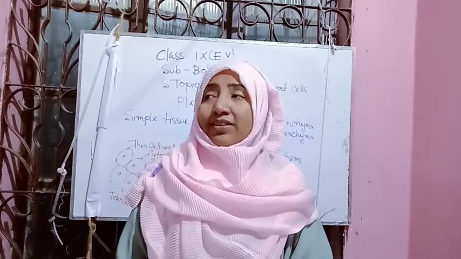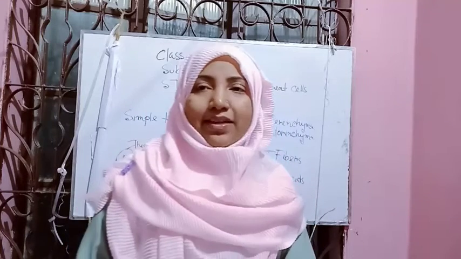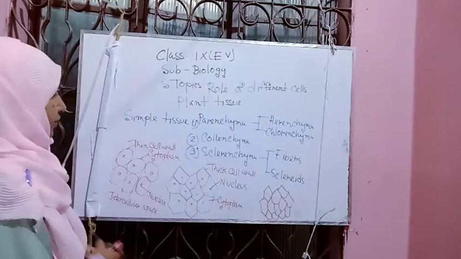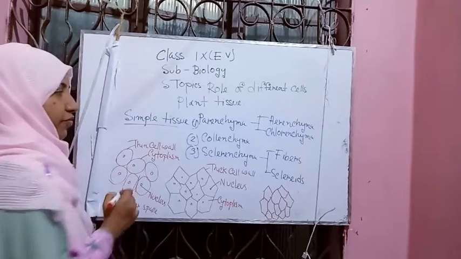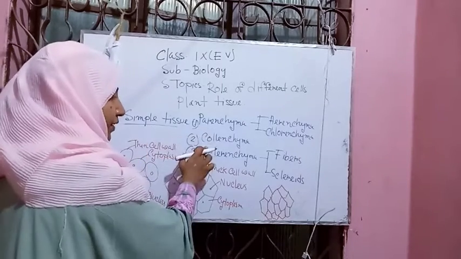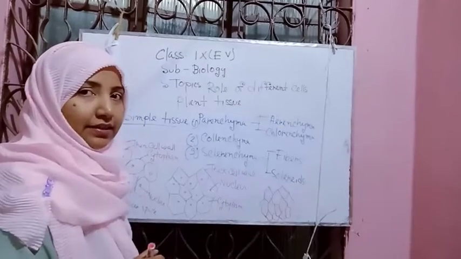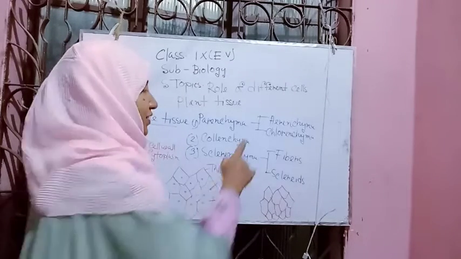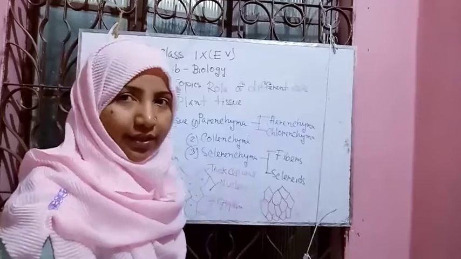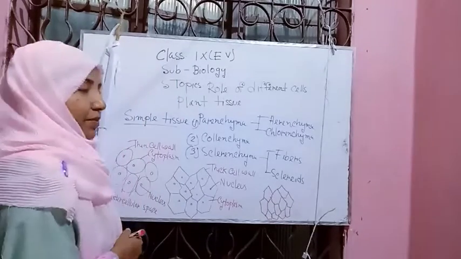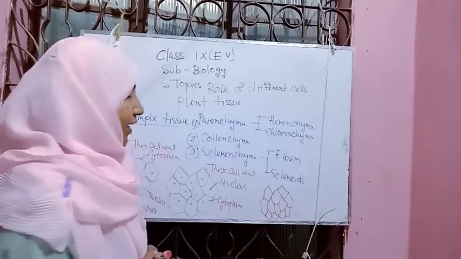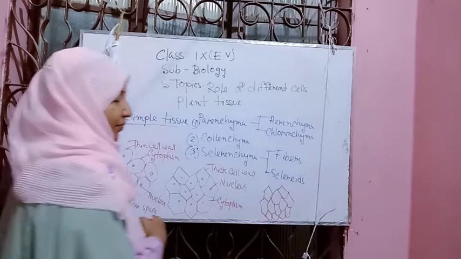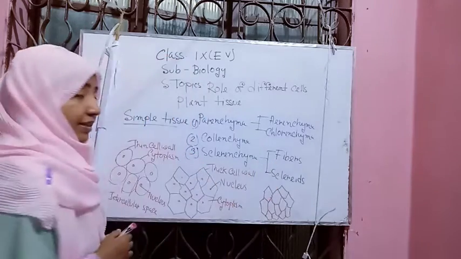Yes, plant tissue: the first structure is the simple tissue and the second is the complex tissue. Here I have drawn a chart. This chart is of the simple tissue. First is the parenchyma, second is the collenchyma and third is the sclerenchyma. The parenchyma has two categories. The collenchyma has no category, and the third, the sclerenchyma, has another two types: first the fibers and second the sclereids.